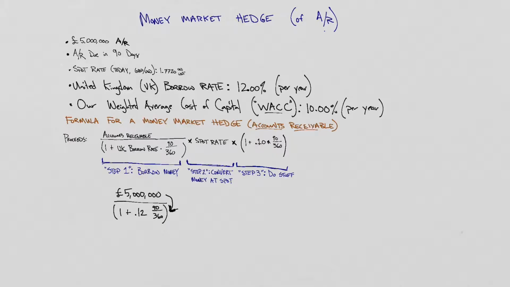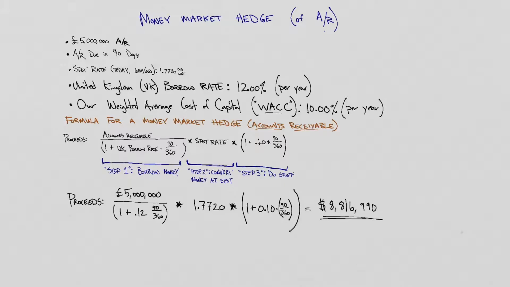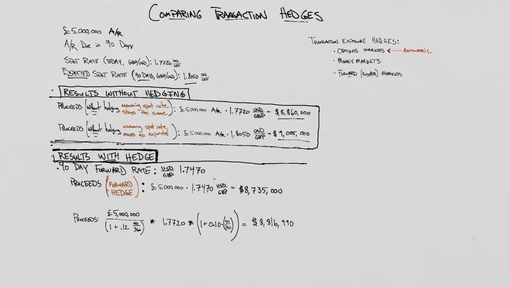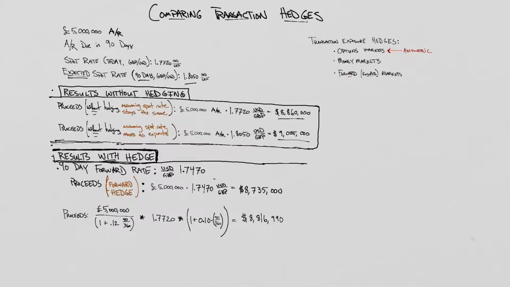That way we can ensure that our accounts receivable of 5 million is enough to pay the interest as well as the loan. The spot rate today, when we convert the proceeds of that loan today into dollars, is 1.77. And then when we immediately get those proceeds, we go and do stuff with it and earn an investment return at an annualized rate of at least 10%. And so our proceeds using the money market hedge end up at $8.8 million. And we can now add that result to our hedging tab of various hedging options.